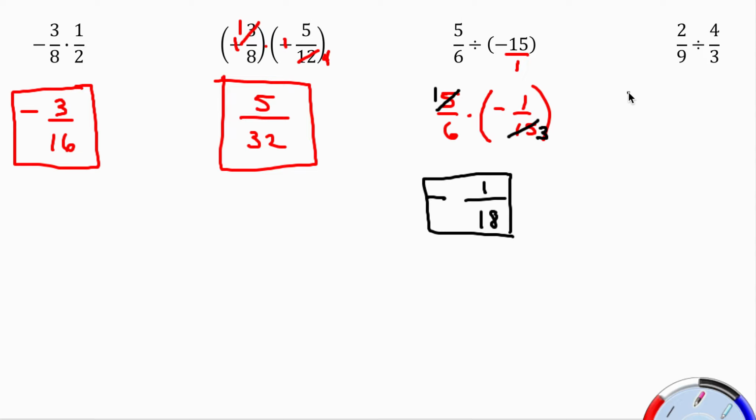Okay, it's a division. So it's copy, dot, flip. Okay, oh, now 2 divided by 2 is 1, and 4 divided by 2 is 2. 3 divided by 3 is 1, and 9 divided by 3 is 3. Once everything's simplified, multiply straight across. 1 times 1 is 1. 3 times 2 is 6.